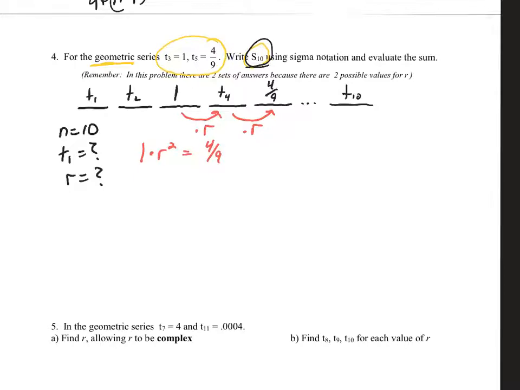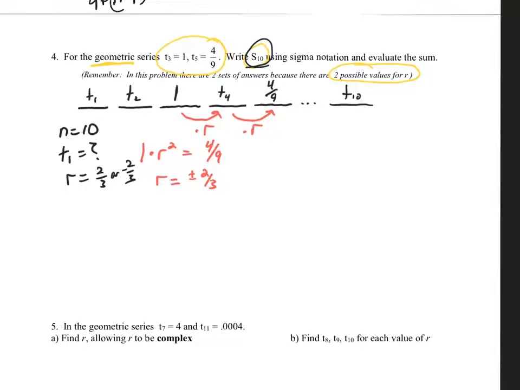This is a quadratic equation, and this is very easily solvable. R would equal plus or minus 2/3. So we actually have 2 possible values for r, and that was put in this note up here. Remember, there are 2 possible values for r. So we're going to end up writing this as 2 possible answers. Now that we know this, r would be 2/3 or negative 2/3. You could write it just as a plus or minus.